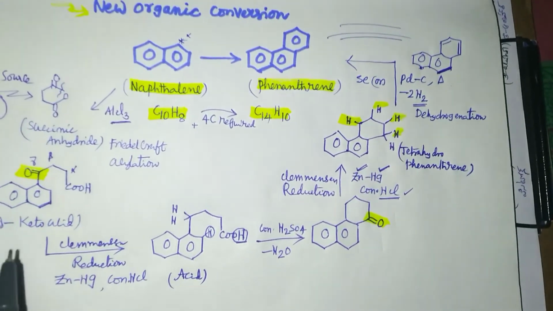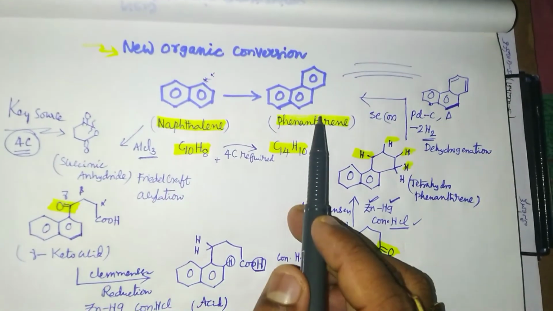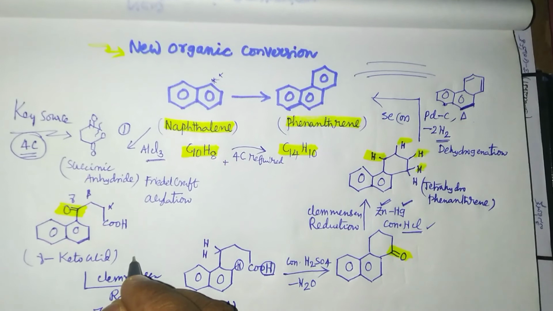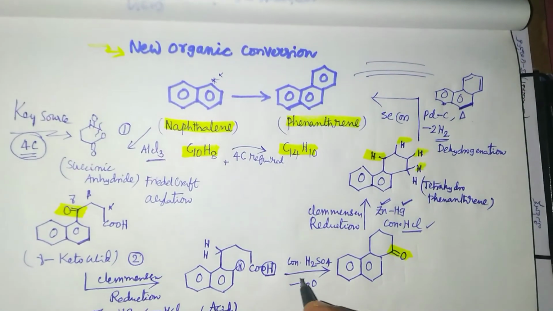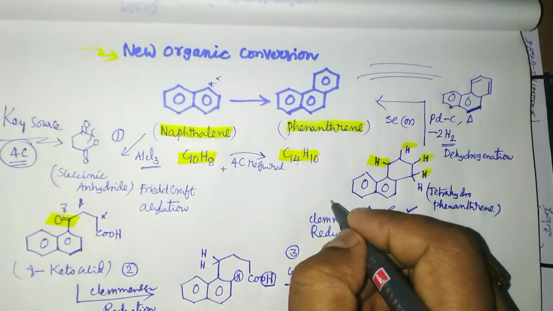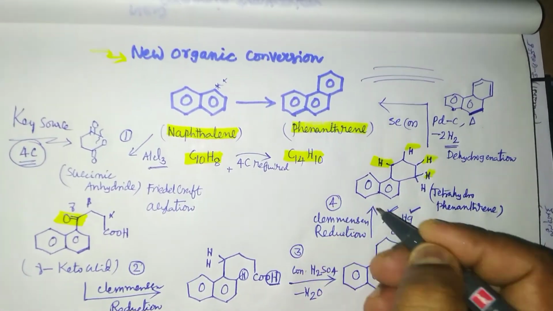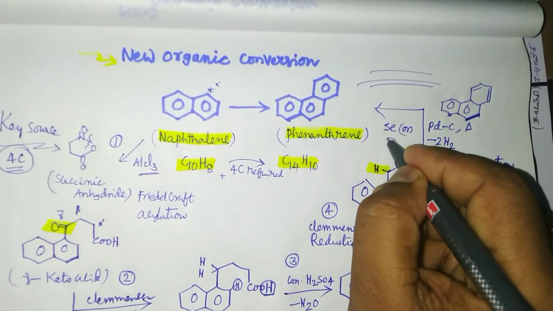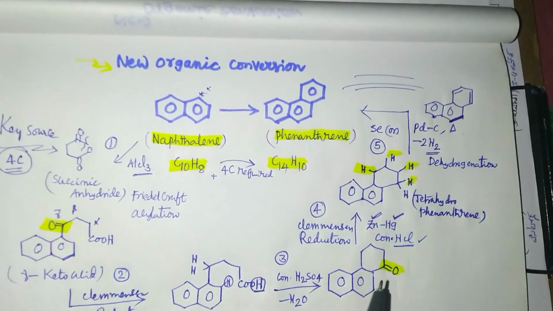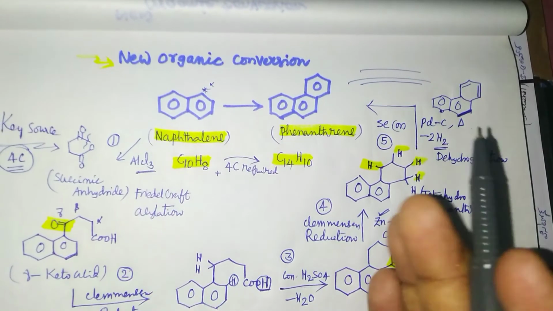So this is the conversion of naphthalene into phenanthrene. First step is a Friedel-Crafts acylation. Second step is a Clemmensen reduction. Third step is a cyclization. Fourth step is again a Clemmensen reduction. Fifth step is a dehydrogenation process. So this is the conversion of naphthalene into phenanthrene.